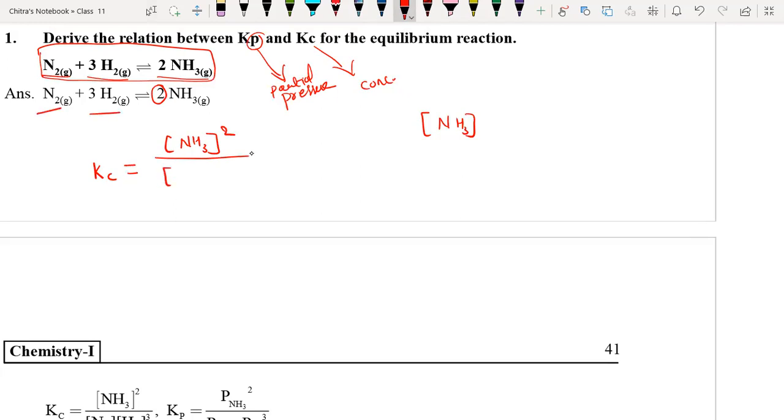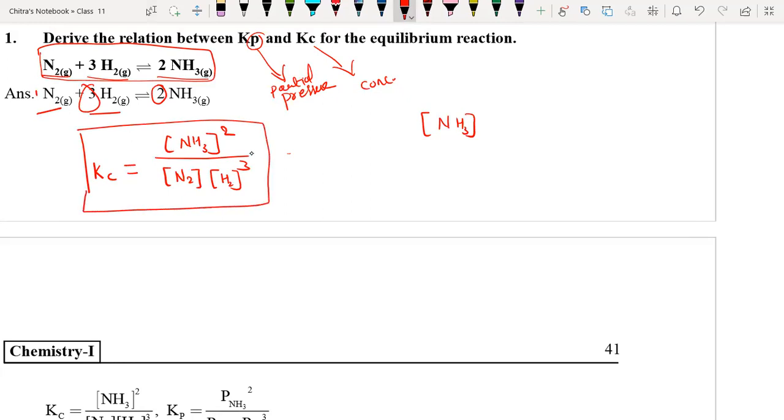So we have first nitrogen. Here we have only one coefficient, so we do not have to write 1, because if there is nothing written, that means we have 1. And the concentration of hydrogen, with coefficient 3, so that 3 will be the power, like this, [H2]^3. So this is the expression for Kc.